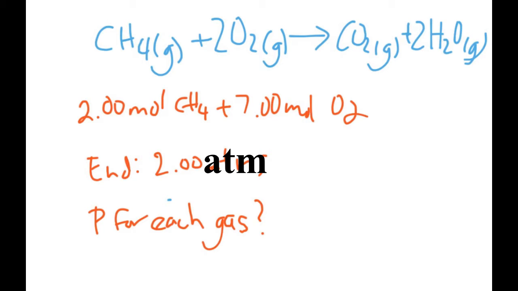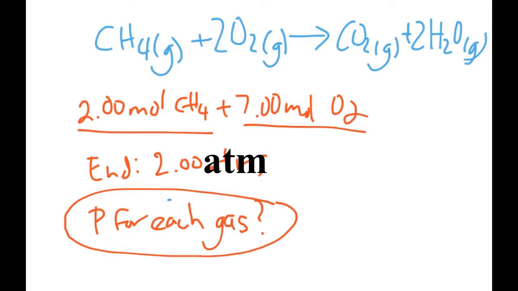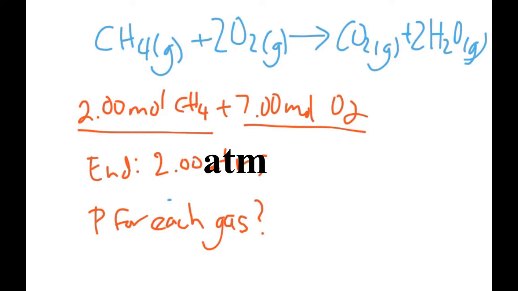Hi everybody, in this video we will be talking about gaseous reactions and how pressure and volume can be applied to reactions. In this example, 2 moles of methane gas and 7 moles of oxygen gas are reacted, and the end product has a total pressure of 2 atm. So what I want you to find is the partial pressure for each and every gas that exists.